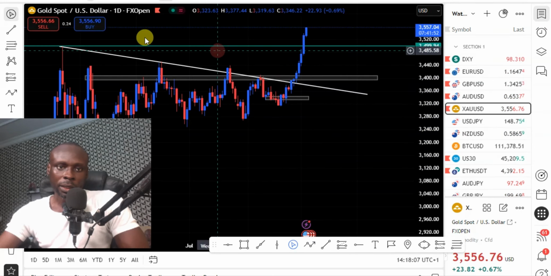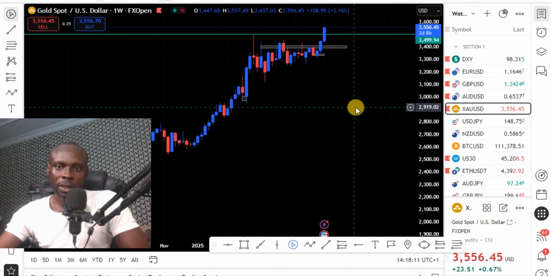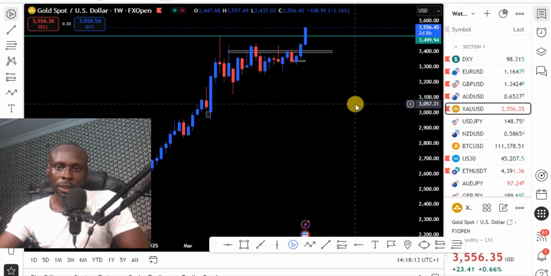So let's look at the weekly chart of the gold USD. Gold USD on my weekly is still pointing more of buying. So we look for more of buy on gold this week.